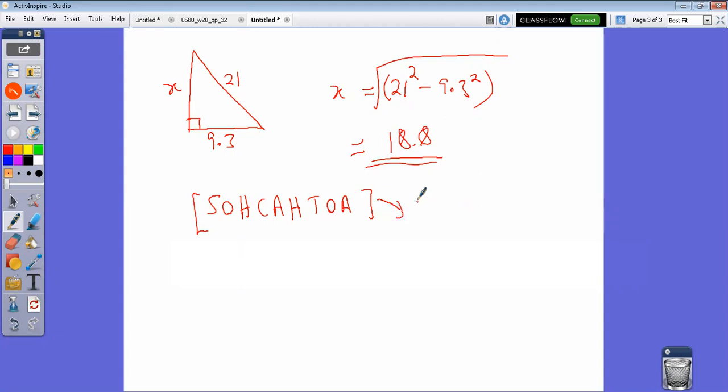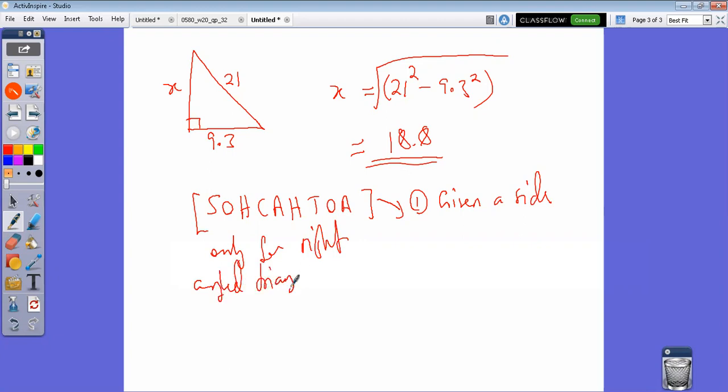Number one, we use it when given a side. So again, it's only for right angle triangles. You can write: only for right angle triangles. Clear? Never use SOH CAH TOA when it's not a right angle triangle. Only for this. So we use it when given a side and an angle of a right angle triangle.